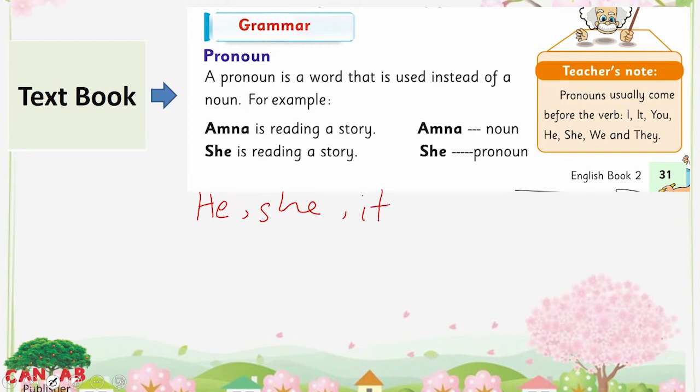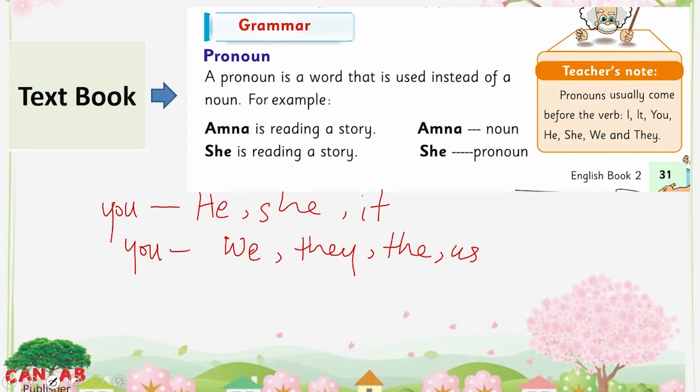And for plural noun, we, they, them, us, etc. And the pronoun you can be used in singular and with plural both. It depends upon the situation.